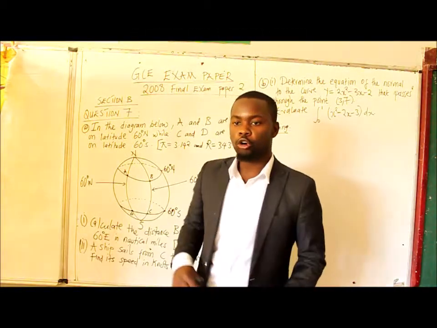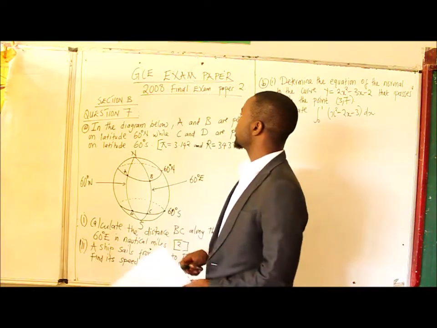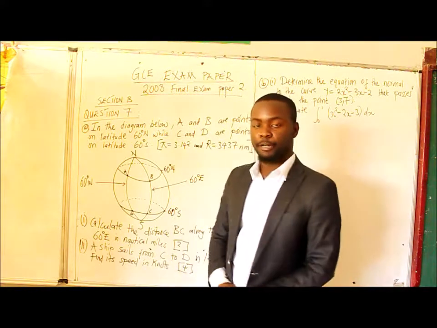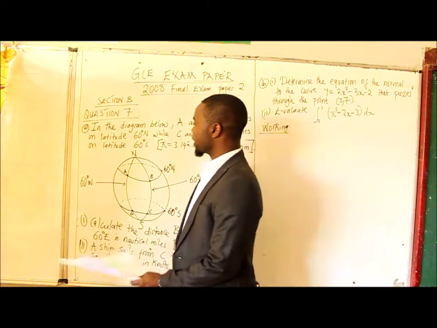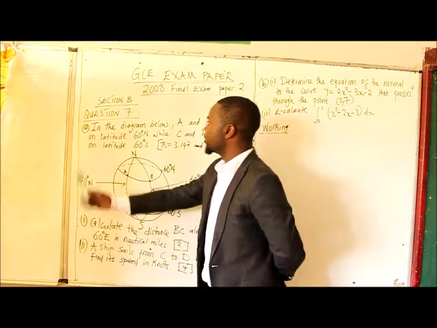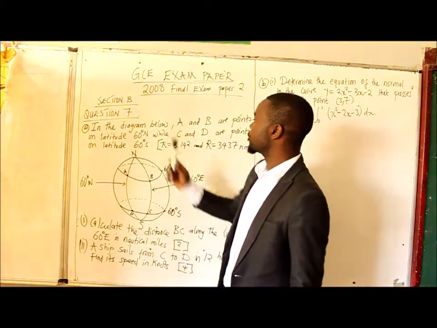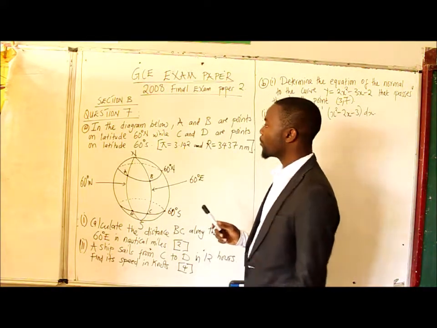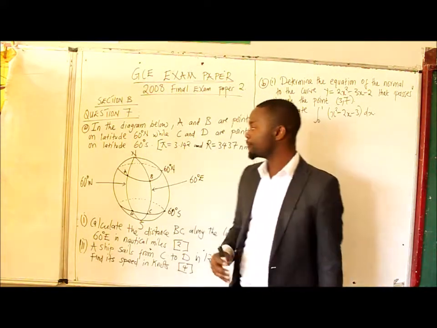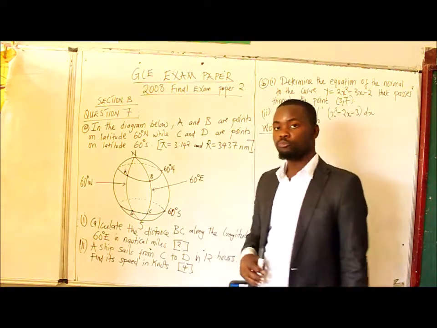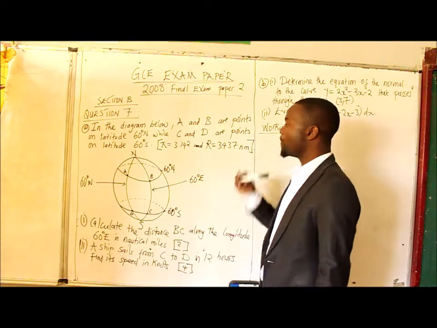In this video, we are going to discuss an exam past paper, a 2008 final exam GCE paper. To be specific, section B, question 7. Question 7 was like this. In the diagram below, A and B are points on latitude 60 degrees north, while C and D are points on latitude 60 degrees south. They tell us to use pi as 3.142 and r, the radius, as 3437 nautical miles.